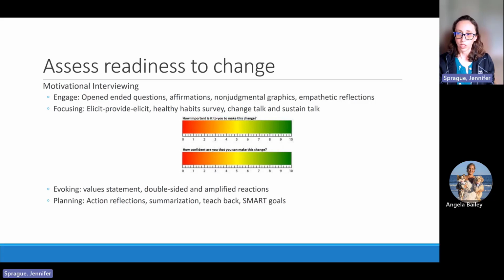We'll also often use this ruler strategy for assessing how important they feel it is to make a change, how confident are they to make a change. So 0 is not important at all or not confident at all. 10 is most important or most confident in the world. Often importance is higher than confidence, and you're trying to help them move their confidence up so that they can make changes. Then there's evoking, using value statements, double-sided and amplified reactions, and planning, where your action reflection, you summarize. You can use teach back and SMART goals. We'll talk more about SMART goals.